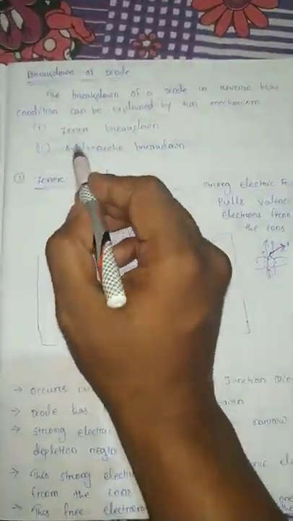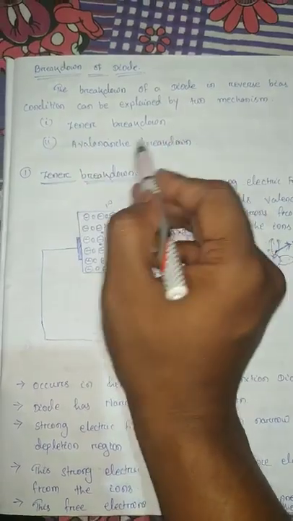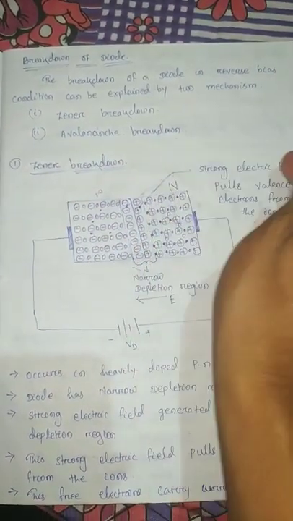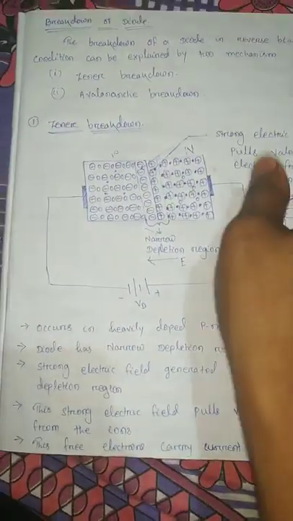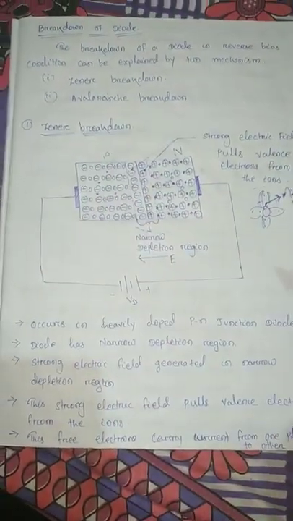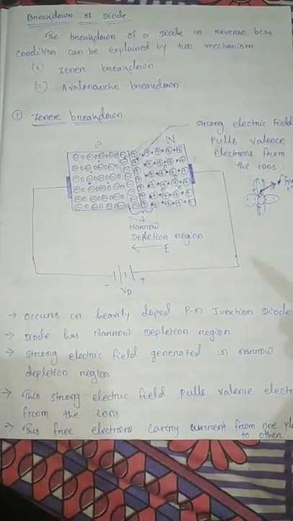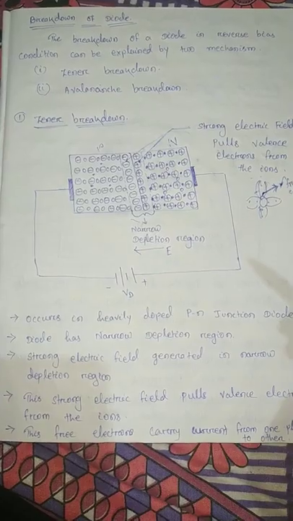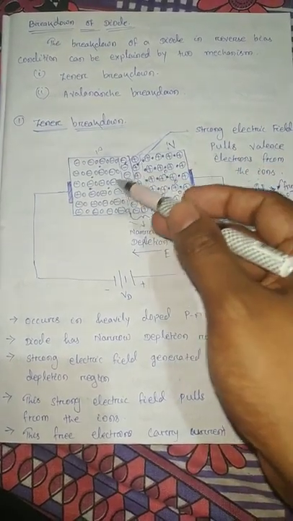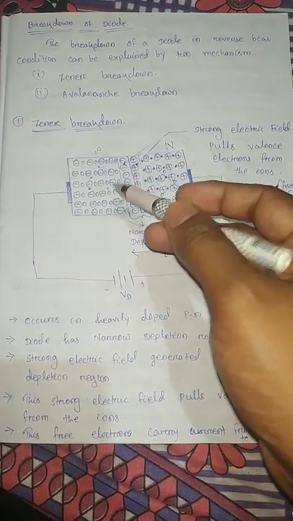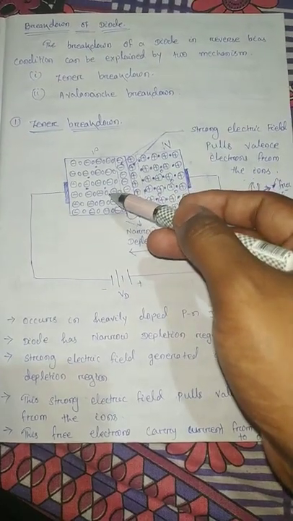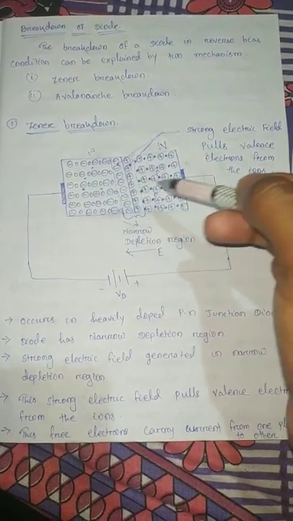What are these two mechanisms? One is Zener breakdown and another one is avalanche breakdown. Coming to the Zener breakdown. Zener breakdown occurs in heavily doped p-n junction diode. That means the p-type and n-type semiconductors are heavily doped in comparison to the normal p-n junction diode.